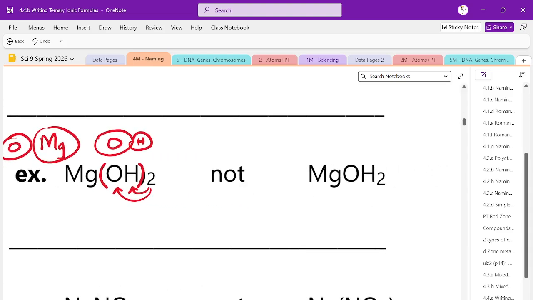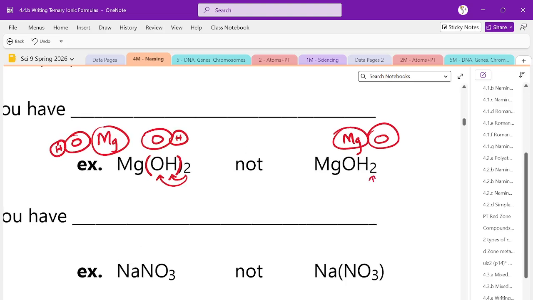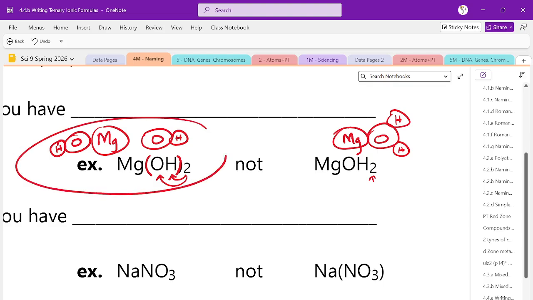If we were to write MgOH2 with no brackets, how many Mg's would we have? One. How many O's would we have? One. How many H's would we have? Two. So which one of those would be a correct magnesium hydroxide? This is correct. This is wrong. So anytime you have more than one of a polyatomic ion, it has to go in brackets. Okay?